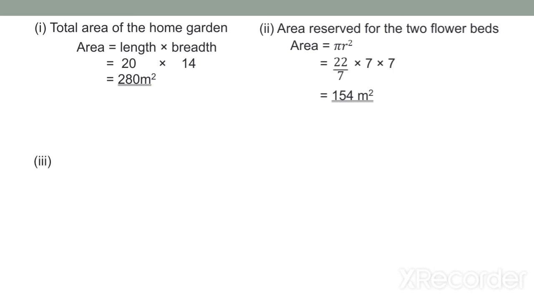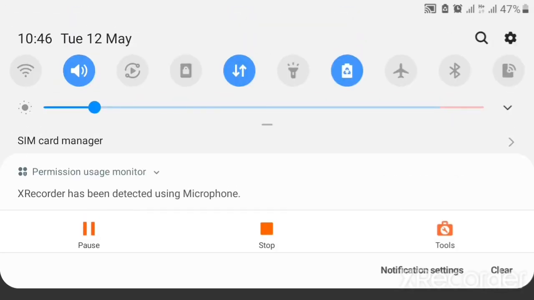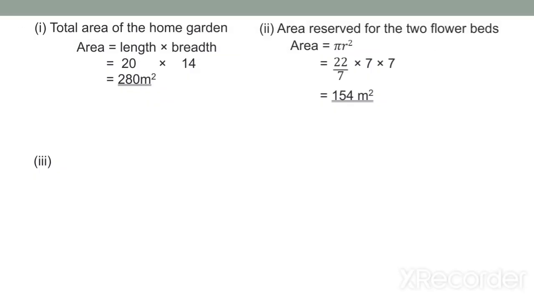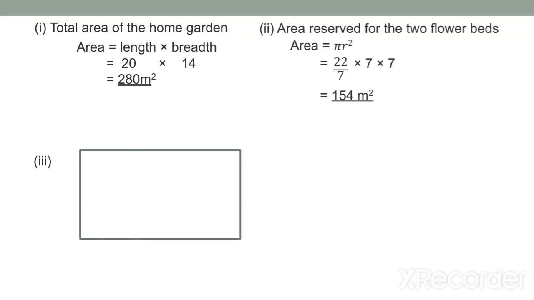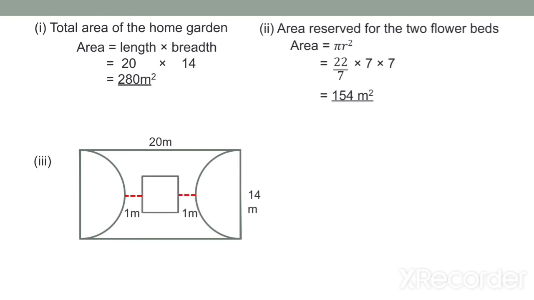For the third question, they have asked you to draw a pond which should be in the middle of the garden and it should be 1 meter apart from each flower bed. So I will draw the figure like this. First of all, the rectangle and that figure that they have given. 20 meter is the length and 14 meter is the breadth. So 1 meter apart from each flower bed, I would draw a square.